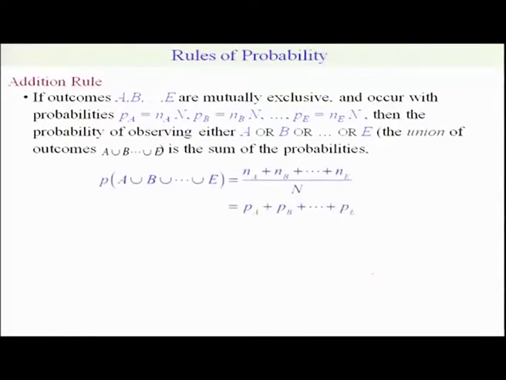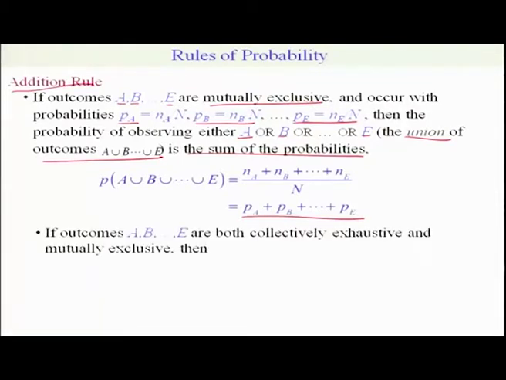Okay, so now I am going to quickly go through the addition and the multiplication rules. If the outcomes A, B till E are mutually exclusive, that means if one occurs, others cannot occur, and they occur with the probabilities P(A), which is N_A by capital N, P(B), which is N_B by capital N, P(E), which is N_E by capital N, then the probability of observing either A or B or E, that is the union of outcomes, is simply the sum of the probabilities. So, simply the sum of the probabilities, that is what the addition rule would be.